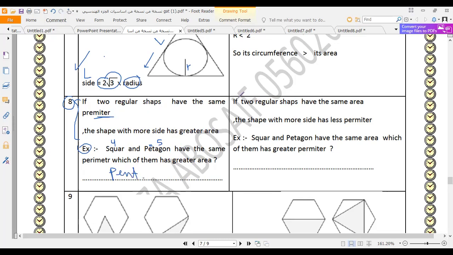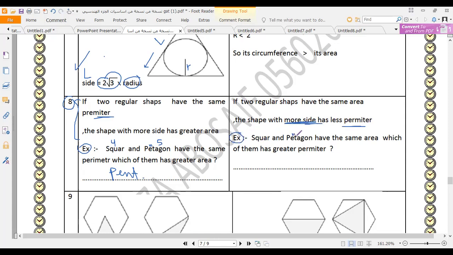Okay, now Lean, could you read this please? If two regular shapes have the same area, the shape with more sides has less perimeter. Could you read the example please and solve it?